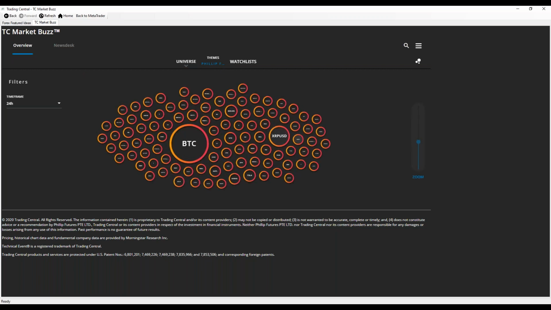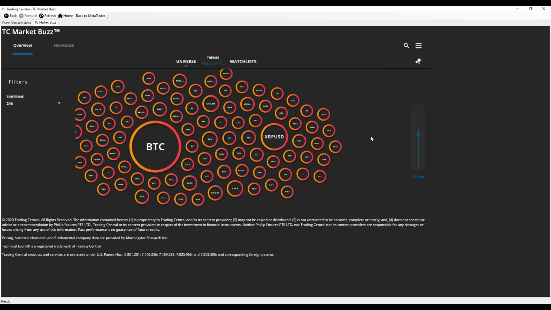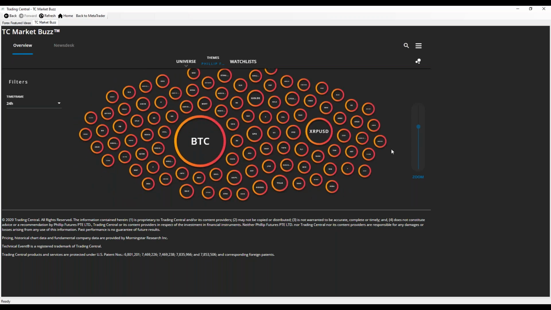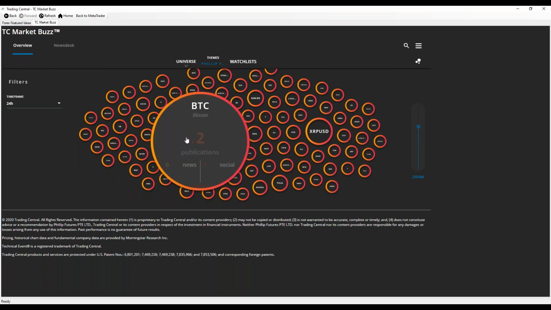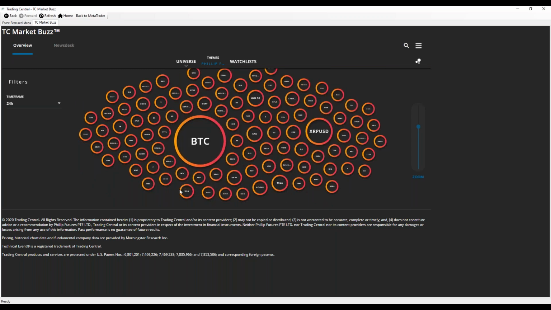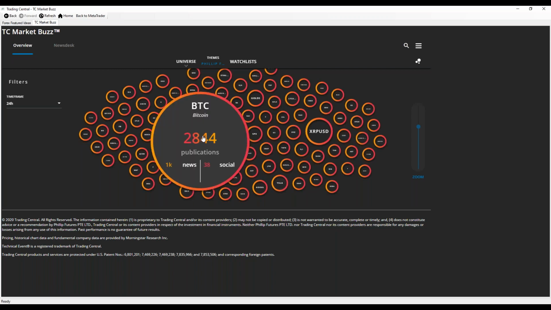What this Market Buzz does is identify for you what's hot in the market. Over here you can see that right now BTC, which is Bitcoin, and XRP, which is Ripple, are pretty hot. The bigger the bubble, the more publications and social news it represents. Social news is news posted on social media, and the others are from news websites. So the bigger the bubble, the more news there is on it.